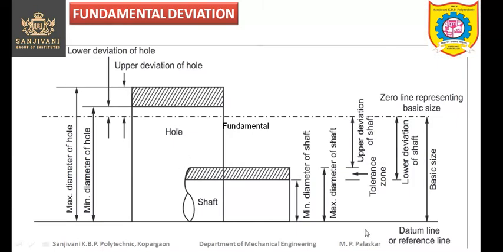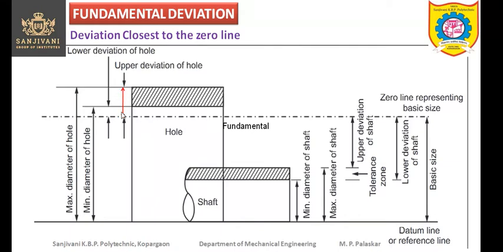So here again, this is the graphical representation of the tolerance and the deviations and the maximum and minimum limits, the hole and the shaft and everything. Here again, this is the datum line. And the fundamental deviation, as we have seen, is closest to the zero line. Fundamental deviation is that deviation which is closest to the zero line.